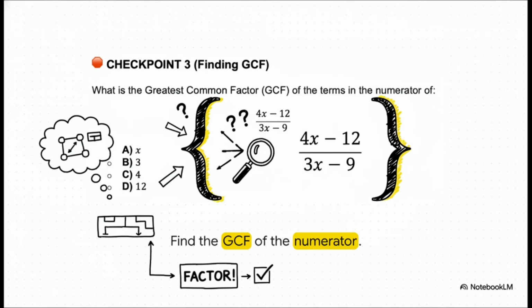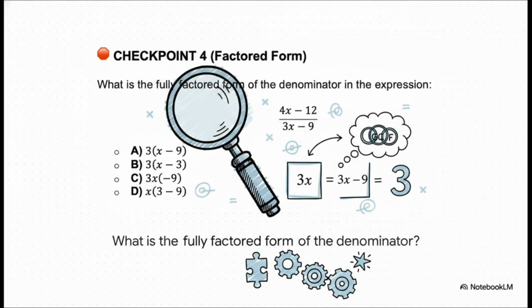Subukan naman natin kayo sa checkpoint 3. Look at the expression 4x minus 12 over 3x minus 9. Mang-focus lang muna tayo sa numerator, 4x minus 12. So what is the greatest common factor for those two terms? I-pause ang explainer, hanapin ang inyong GCF at piliin ang tamang sagot. Great work on that one.